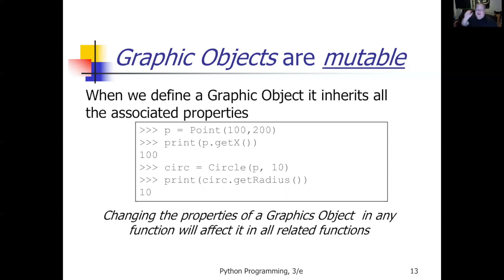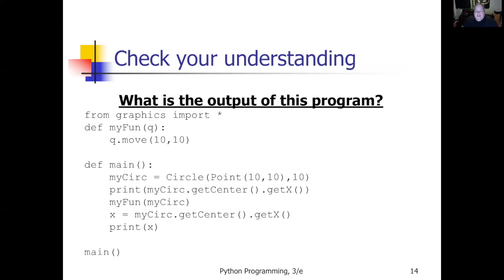So if I define a circle in the main function, and then I pass that circle to another function and manipulate it, it's changed. So you got to keep that in mind. Graphic objects are mutable. You do still have to pass them between one function to the other, but if you change them in that second function, they are definitely changed.